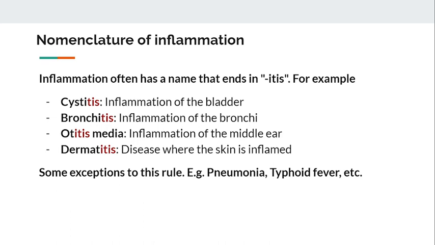Okay, so inflammation, nomenclature of inflammation, you're going to notice that it always ends with -itis. For example, cystitis, this is the inflammation of the bladder. Then we have bronchitis, which is the inflammation of the bronchi. We have otitis, which is inflammation of the middle ear. Then we also have dermatitis. Of course, this is inflammation of the skin.